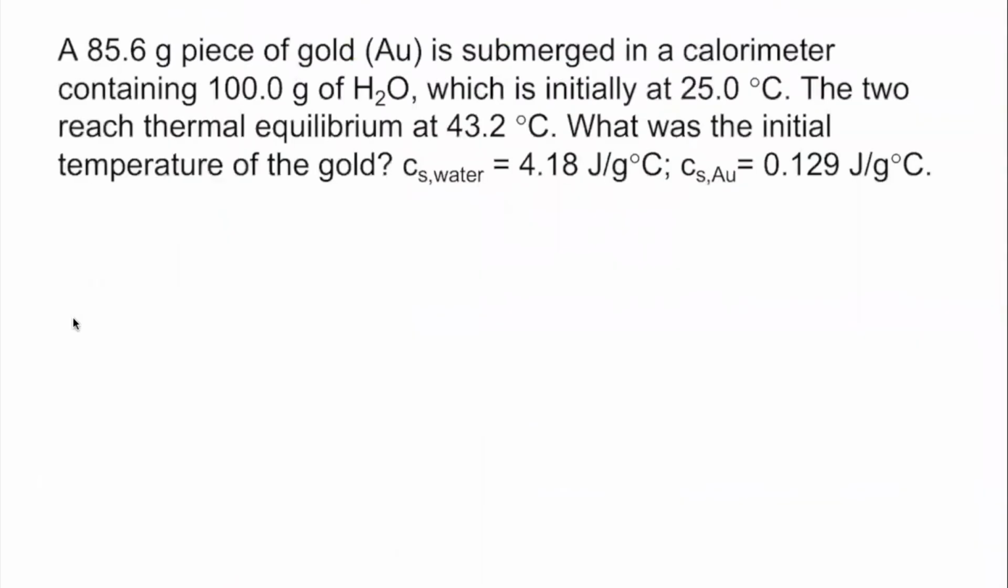Here's one more question where you guys can try it. And once again, this one is asking for T initial. So you're looking for T initial of your gold, and your answer should be 732 degrees Celsius. Okay, so I'm gonna stop here. We have one more topic to cover, and then that will be it for this chapter.